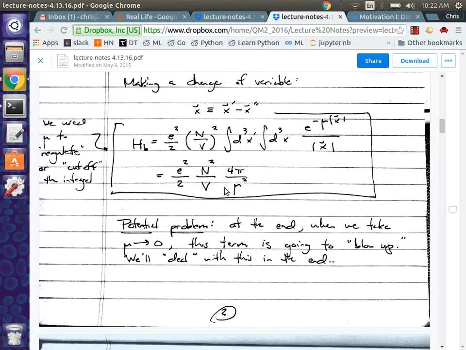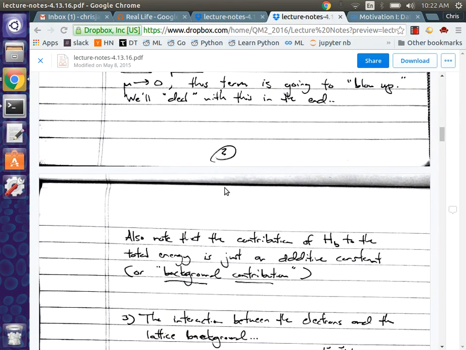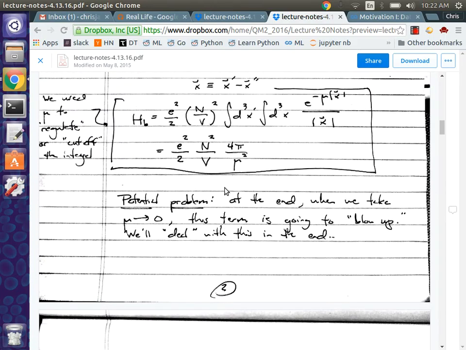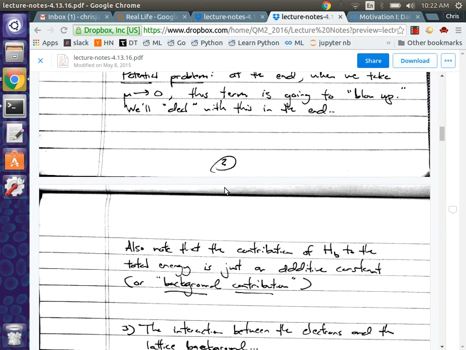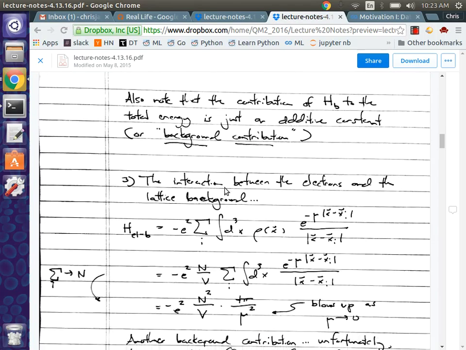If I look at this term, which is just a constant, there are no variables here; they're all constants. If I take mu to 0, like I said I want to in the end, this term blows up. We'll deal with this in the end, but for now, that's the reason we put that term in there. It's just a constant, so it's what we call the background contribution. So that's the first two terms of the Hamiltonian.